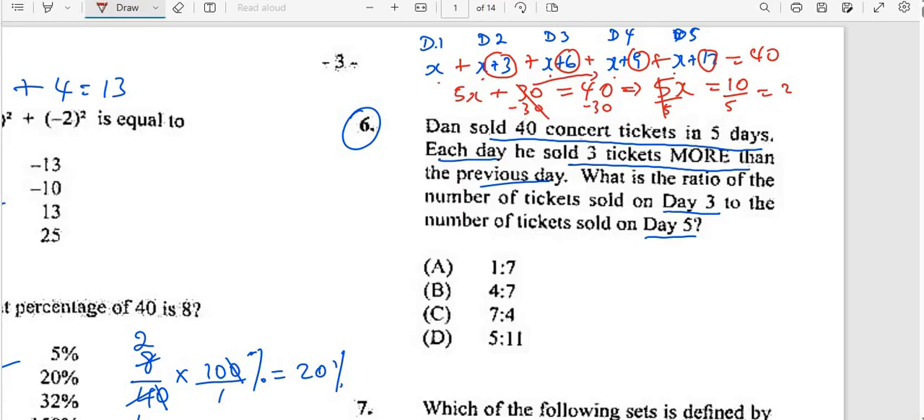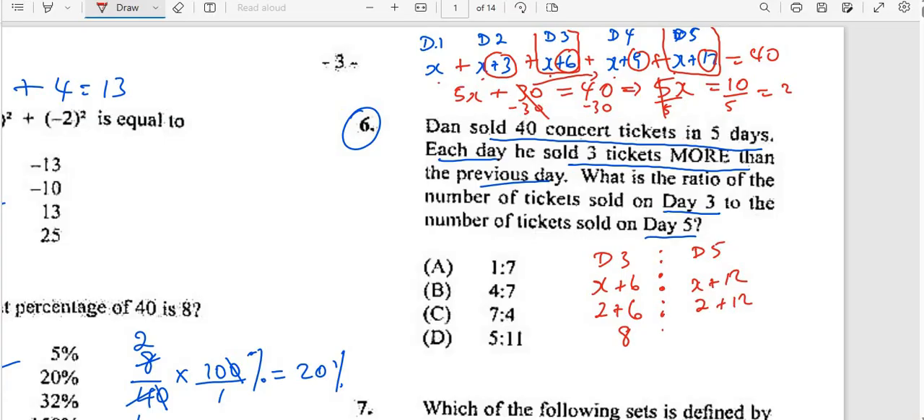They want the ratio of the number of tickets sold on day 3 to the number of tickets sold on day 5. On day 3, we know the number of tickets sold is right here. That's x plus 6. And on day 5, the number of tickets sold is x plus 12. Now we know the amount of tickets sold on day 3, because we know x is 2. So that's going to give us 8. And we know the number of tickets sold on day 5. That's 2 plus the 12, because x is 2, and 2 plus 12 is 14.